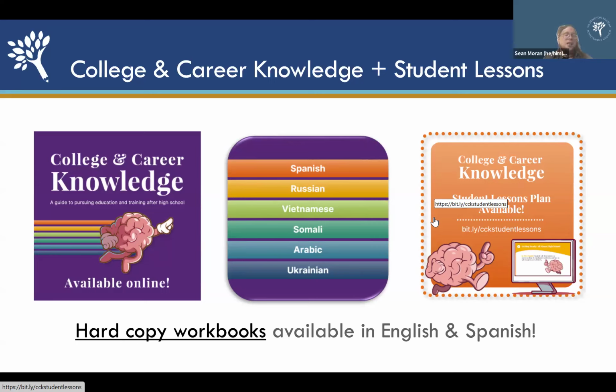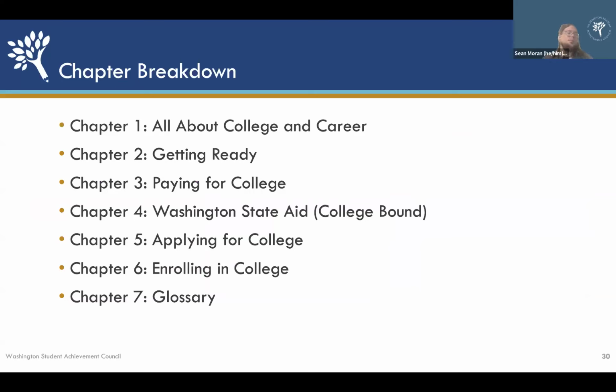Now, the online version has Spanish, Russian, Vietnamese, Somali, Arabic, and Ukrainian. Hard copy workbooks are available in English and Spanish. There are also student lessons in case you would like to incorporate this in some way to assist your students, especially in a group manner.